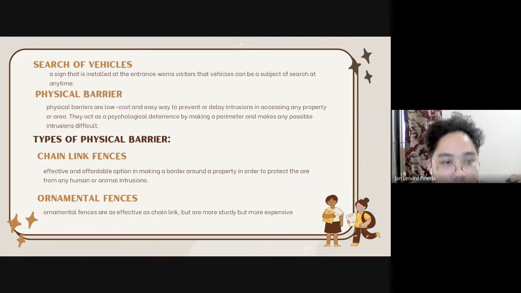Ornamental fences are as effective as chain link but are sturdier and more expensive. Chain link and ornamental fences' purpose is to redirect the entrance passage of any individual who wishes to enter the vicinity of the property. For example, if a school has no fences or walls built around it, anyone who wishes to enter can do so from any direction, meaning that the property will be more vulnerable to any type of crime.